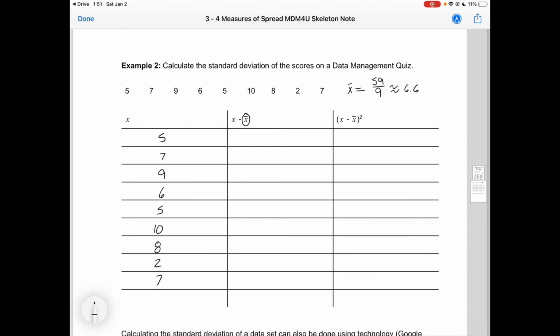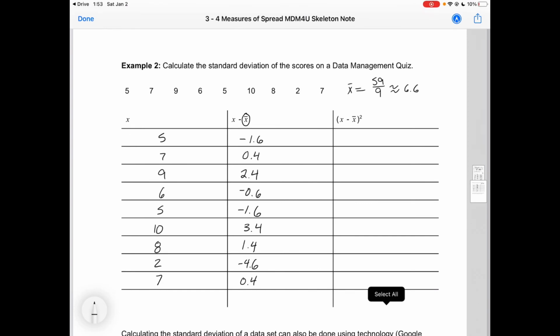Remember, your mean, you're always going to round to 1 decimal place. To fill in the second column, we're going to take our x value and then subtract the mean that we calculated. Just like in example 1, you can pause the video, fill in the column, and then start the video again to make sure that you are getting the same values. Again, we're taking our x value and taking away our mean. You could get a negative or positive value, that is okay.